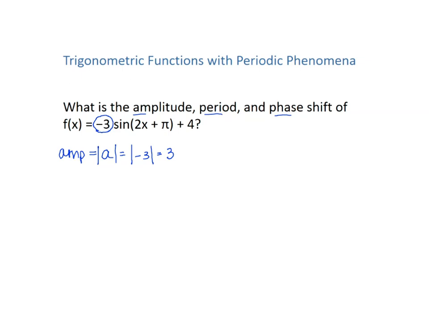All right, let's find the period next. So to find the period, we have to use the formula. It's an easy formula. It's 2 pi over b. And this is our value of b. So we get 2 pi over 2, and when we cancel those out, we just get pi.